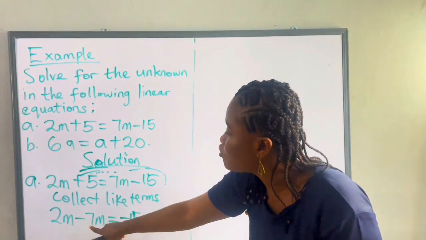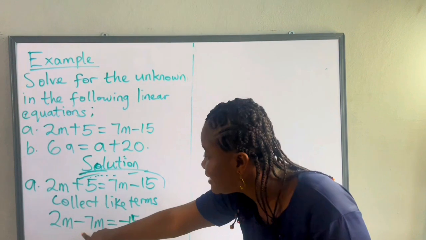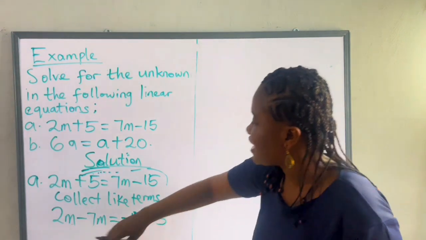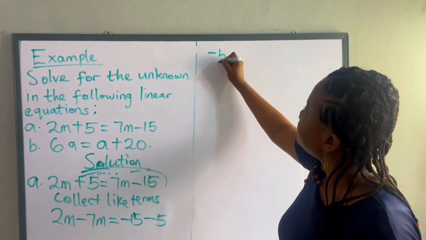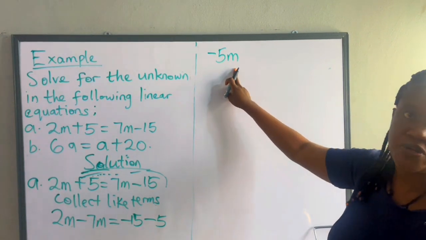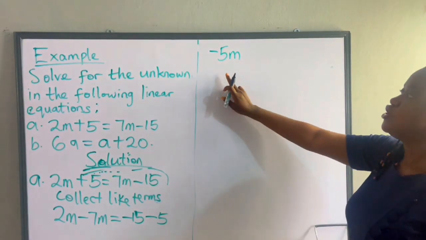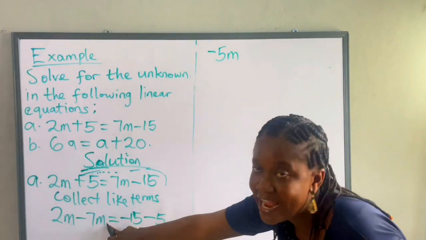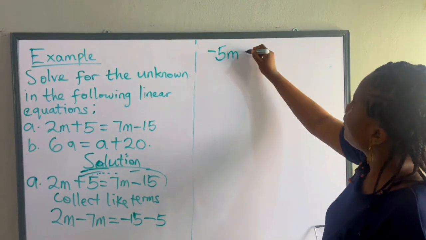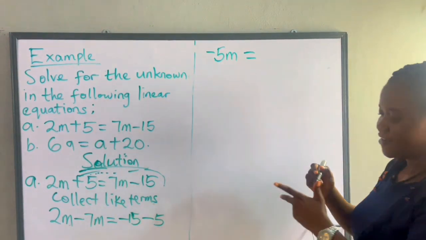You give 2m to pay your debt of 7m, or what you are owing, 2m minus 7m, right? What do you have left here? You have minus 5m, because you still have 5 naira to give to the person. Your 2 naira could not have finished paying your debt of 7 naira. So you have minus 5m. Then we have equals to minus 15 minus 5.